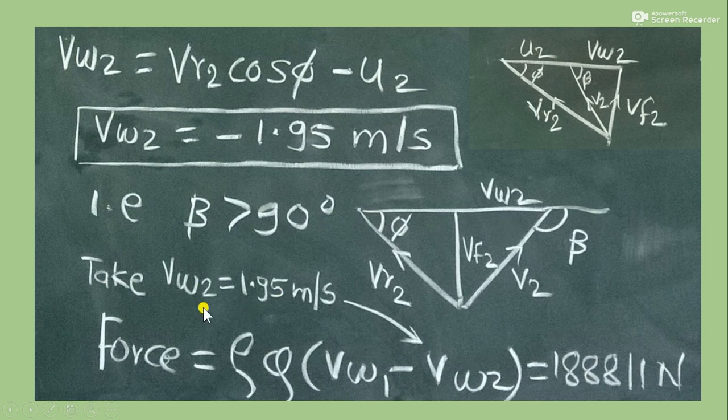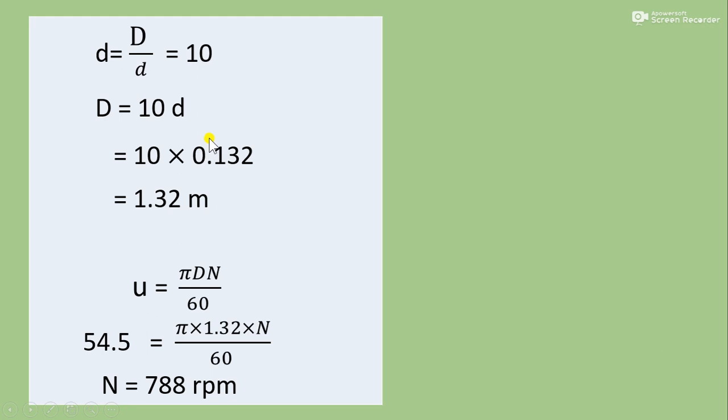Now for this we use the formula for force, and we know that when the modified triangle comes, then a minus sign comes. So force is rho into Q, Vw1 minus Vw2. Putting the values of Vw2 and Vw1 already calculated in the last slide, rho 1000 and the Q value from the last slide, we get force in Newton. Then by using the relation here we can get the wheel diameter in meter.